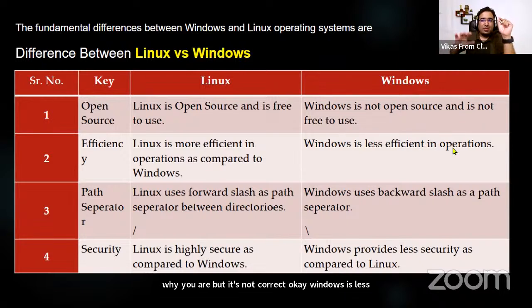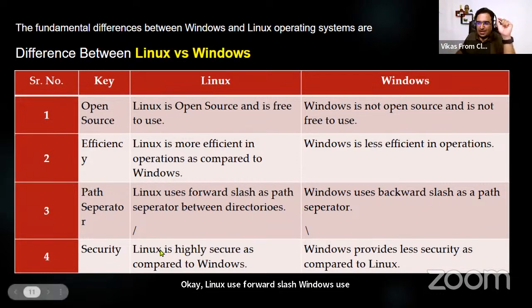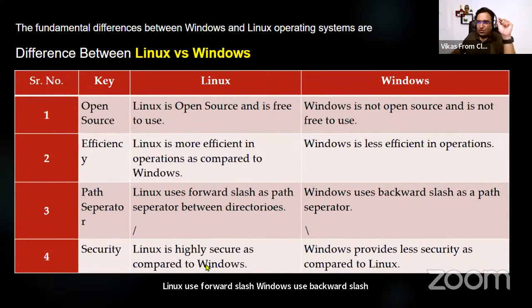Okay, efficient means performance wise is not very good as compared to Linux. Linux uses forward slash, Windows uses backward slash. Linux is highly secure as compared to Windows because any vulnerability can be installed or downloaded by any user into Windows, but in Linux it will not be very easily possible. Okay, so those are some basic differences between Unix and Linux.